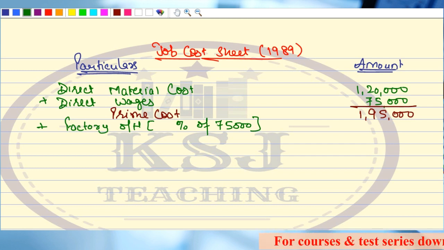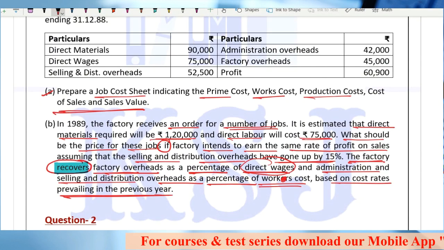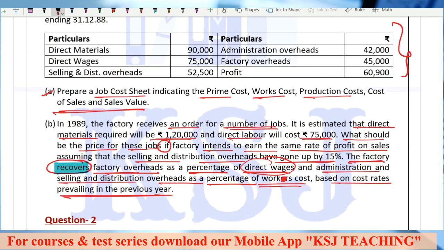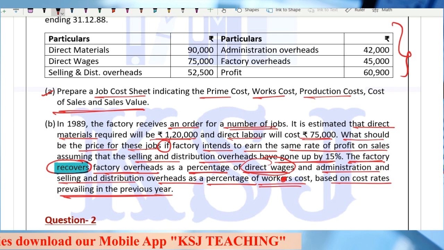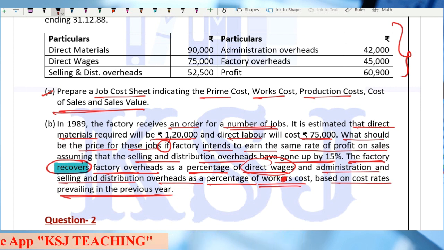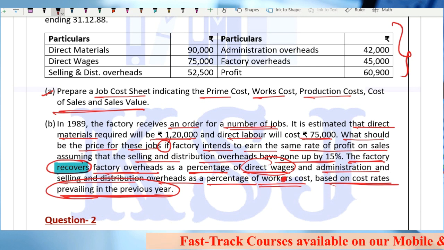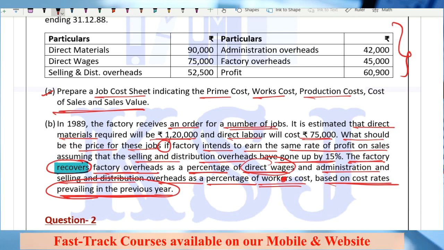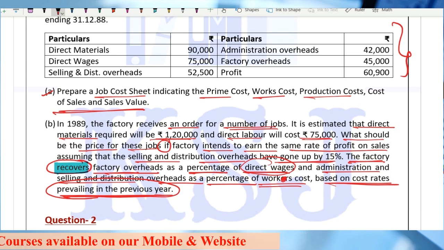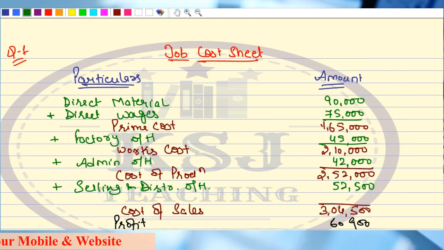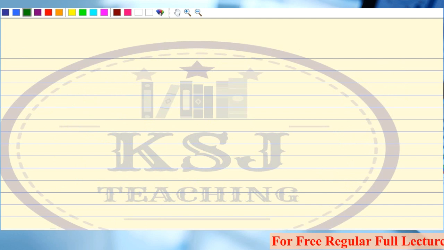But I can calculate the percentage from this budgeted data of the previous year. Read the last line carefully. He says, based on the cost rates prevailing in the previous year. Now the previous year data becomes my budgeted data. So I can calculate the percentage from the last year, right? The last year cost sheet we have already prepared. So last year my factory overheads were 45,000 and my direct wages were 75,000. So what is the percentage, if I want to calculate?